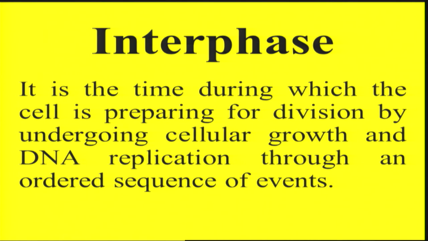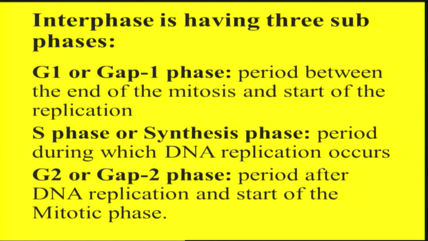As far as interphase is concerned, we have already discussed that this is the phase which represents the time during which the cell is preparing for division by undergoing various cellular growth and DNA replication through a very ordered sequence of events. Interphase is further divided into three subphases. The first one is G1 or gap 1 phase. This is the period between the end of mitosis and the start of replication. And during this phase, most of the enzymes which are required for the replication of DNA are synthesized. Now the second phase is very crucial.